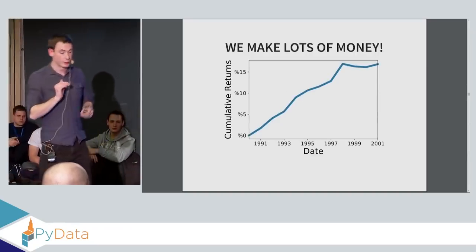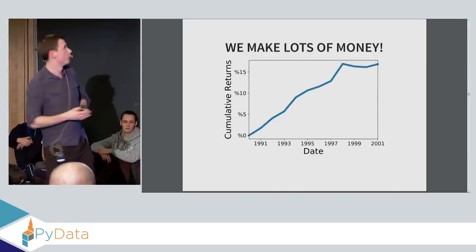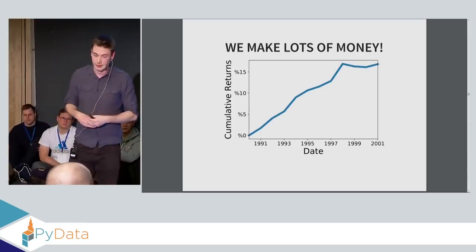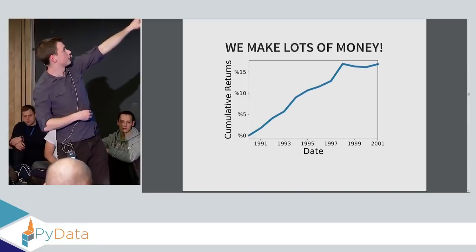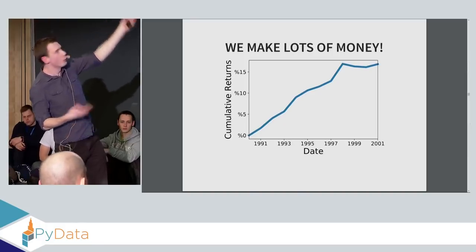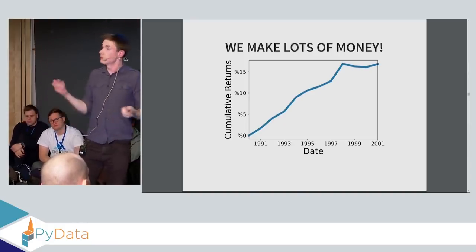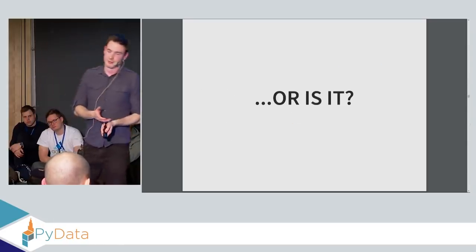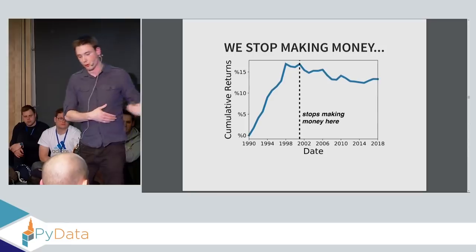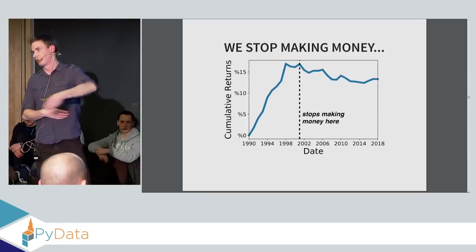So the result is we actually make a lot of money to begin with. From 1990 to 2001, this plot is the cumulative returns. Overall, if we put in, say, $1 million at the beginning, we're making about 16% on that million, which isn't bad. That's pretty good. But as 2001 onwards occurs, we actually start to lose money.